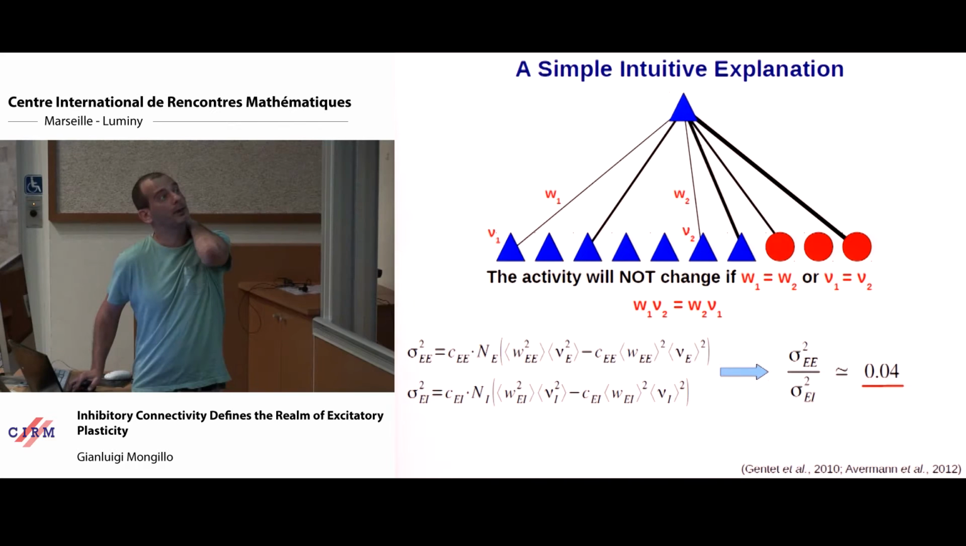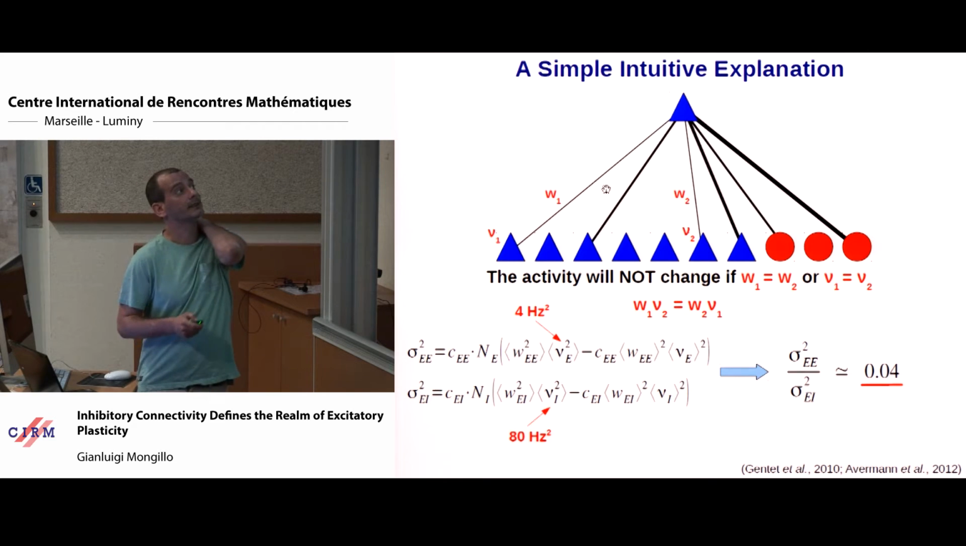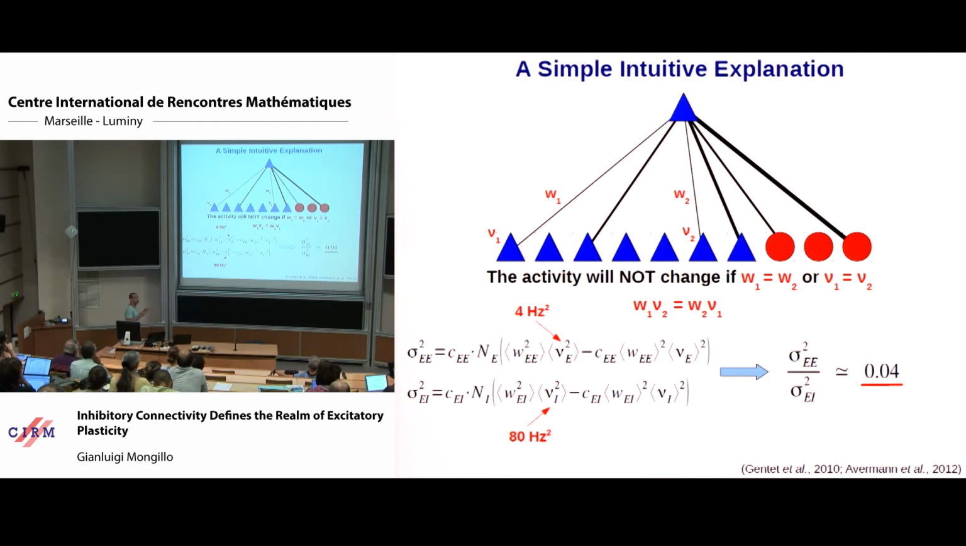And if you are very curious about how this comes about, the main difference is essentially in the width of the distribution and the average firing rate. Activity in the inhibitory population is much larger and broader than the activity in the excitatory population.